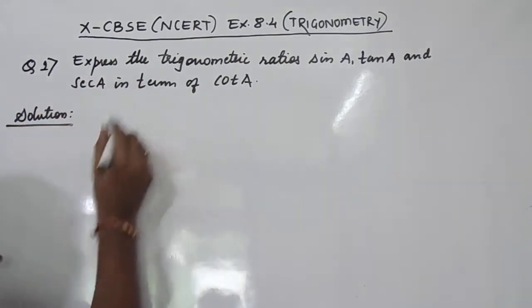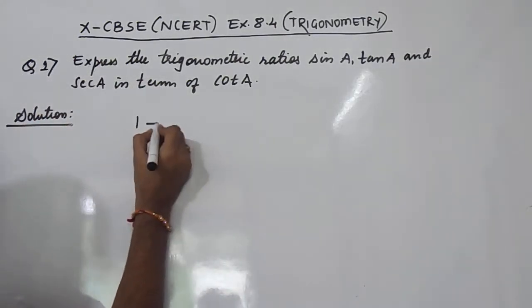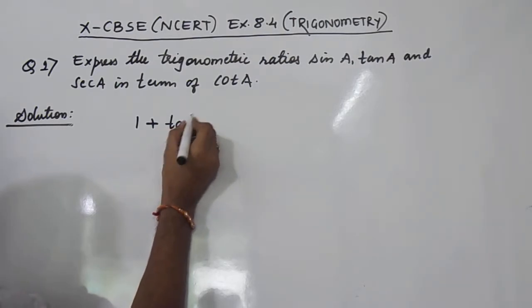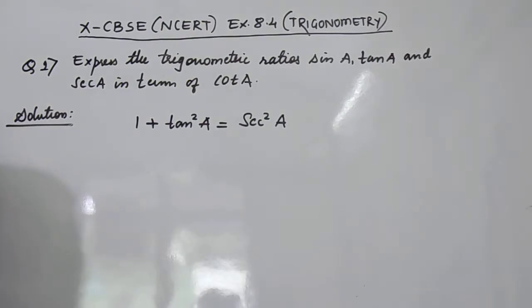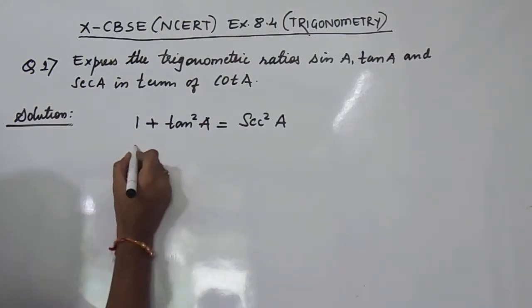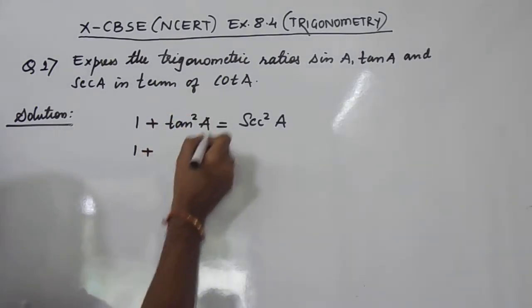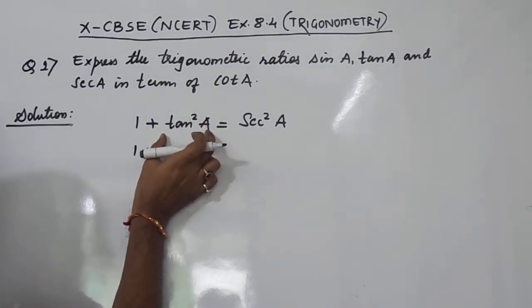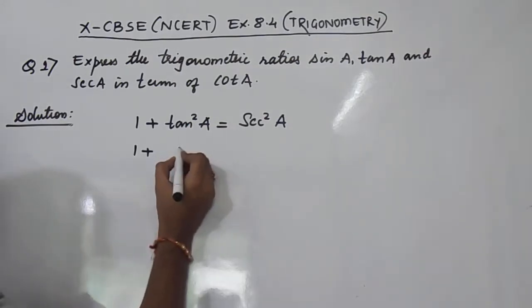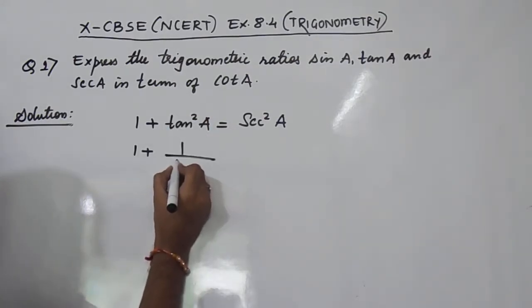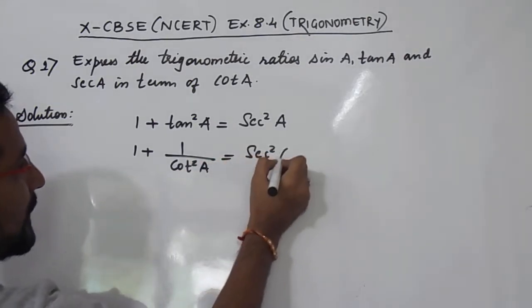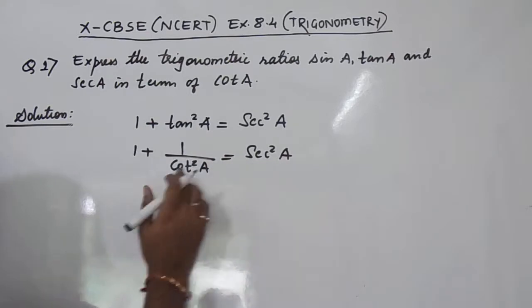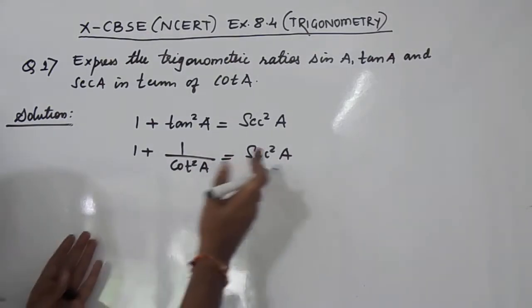So we'll write that identity, that is 1 plus tan square A is equal to sec square A. We have already seen this identity in the last sessions. Now 1 plus, what is tan A? Can I write 1 upon cot A in the place of tan A? We have already seen that identity. So I write here 1 plus 1 upon cot square A is equal to sec square A. So we got the relation between sec and cot here, because there is just only sec and cot.